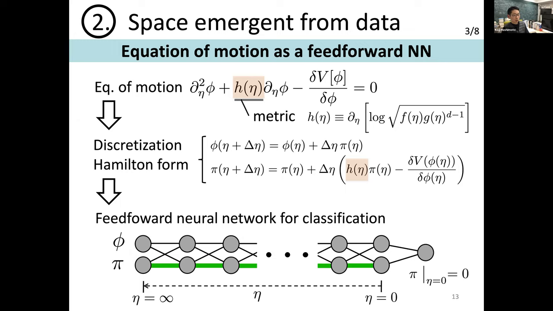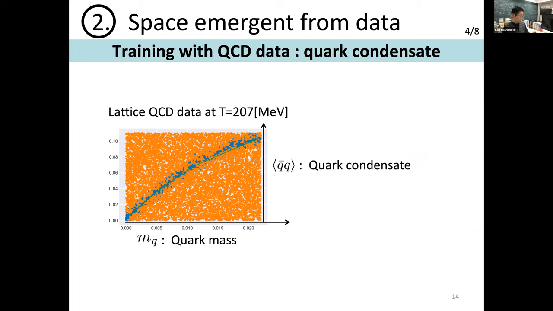So let me use the data to optimize this neural network. So here is the data, which I borrowed from lattice QCD at, say, temperature 207 MeV. The horizontal axis is the quark mass. The vertical axis is the quark condensate. And these blue points are the lattice data, and these orange dots are false data. So you need to prepare true ones and false ones to train the neural network. The point is that when you put in the true data, then the output satisfies the black hole boundary condition. When you put in the false data, then the output doesn't satisfy the black hole boundary condition. So in this way, you have two kinds of data, true data and false data, and with this, you can train the neural network.